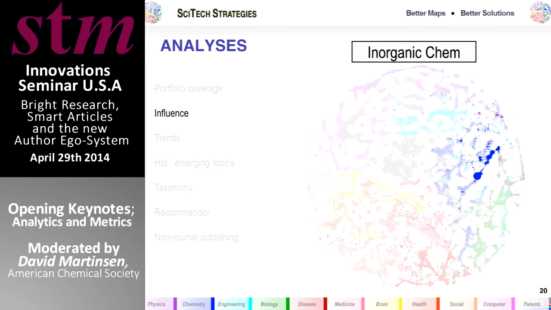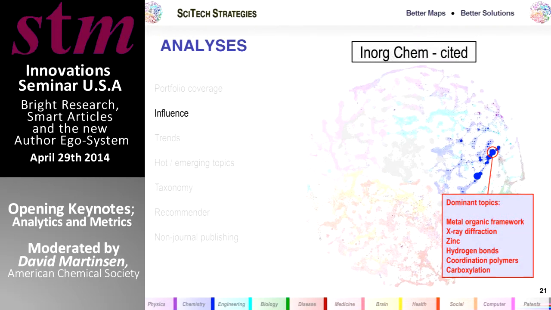Okay, so let's look at the idea of influence from a visual standpoint. And I'll pick one of these journals that we just showed, Inorganic Chemistry. And this is the profile of the papers that are published in that journal over the past 5 years. So influence might be shown by showing the positions of the papers that cite these papers. So let me go to that slide. Did you notice a difference as I toggle back and forth? There's very little difference at all.